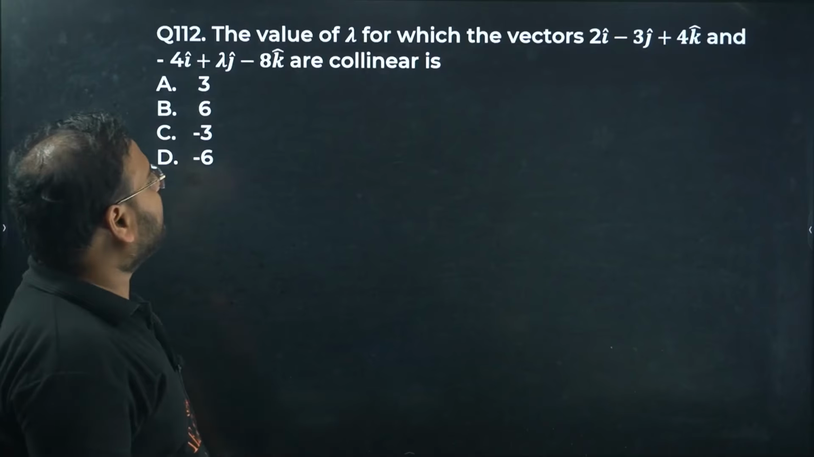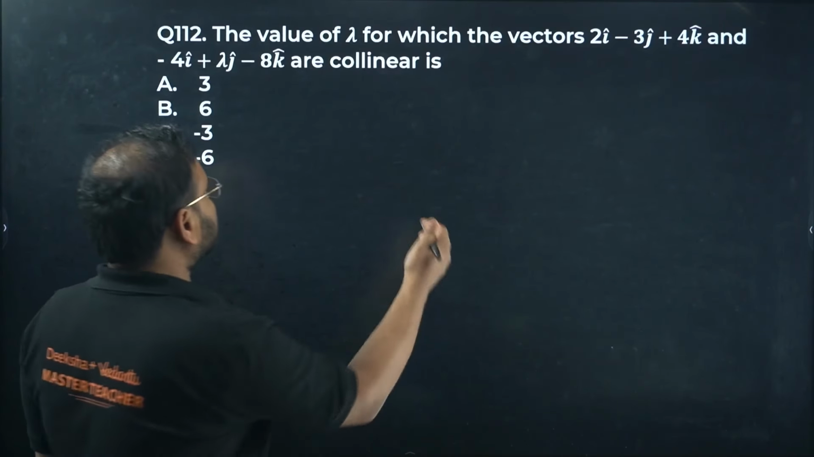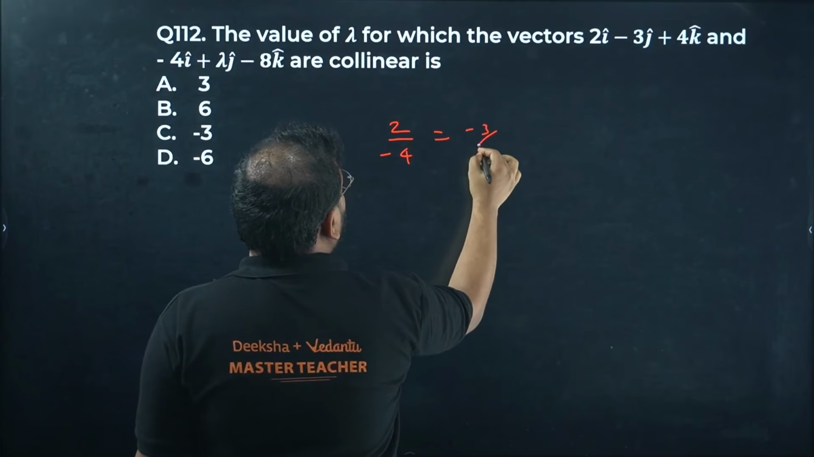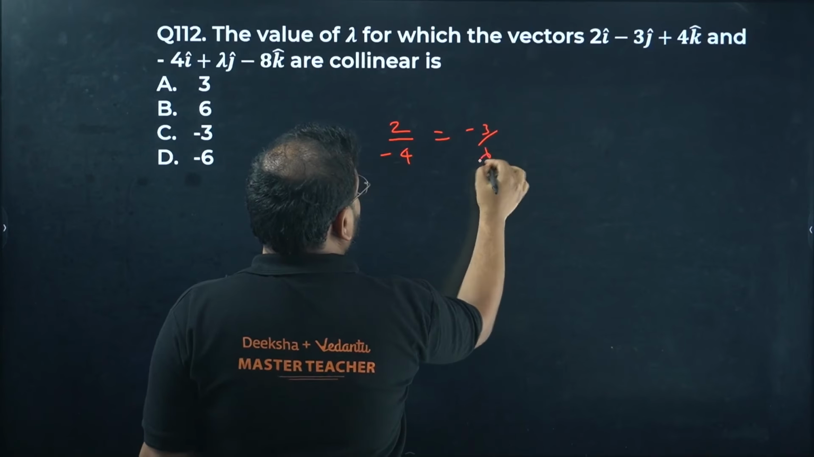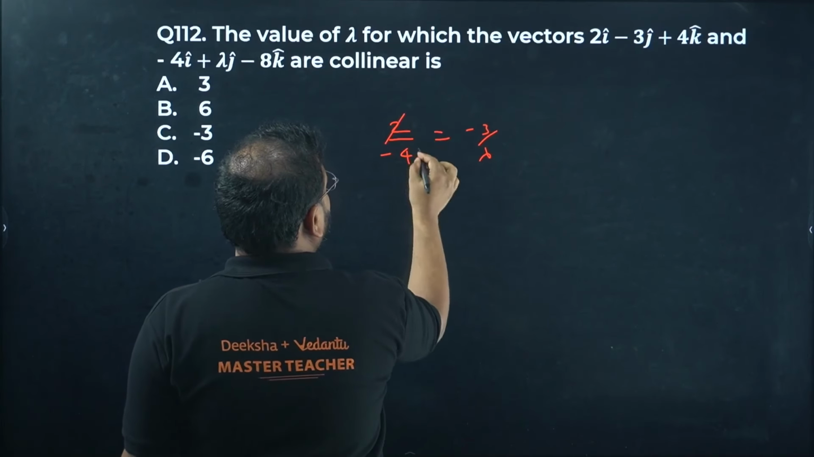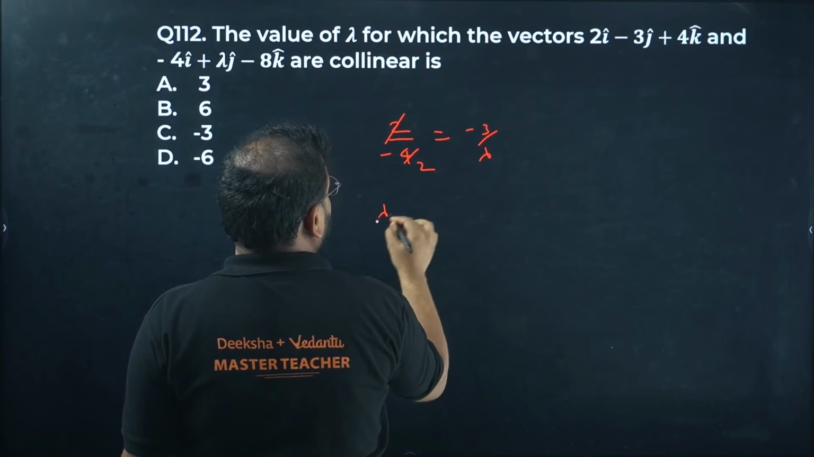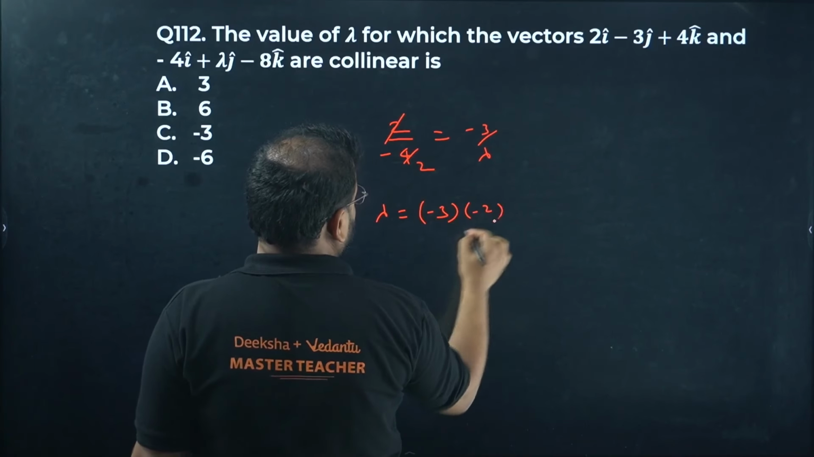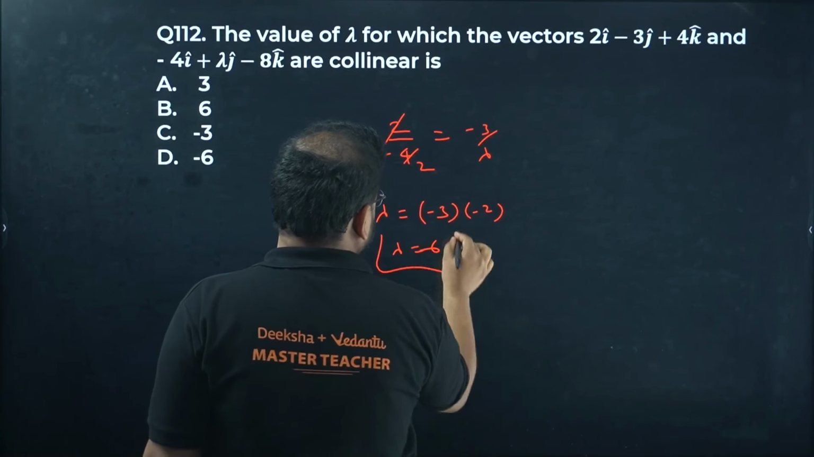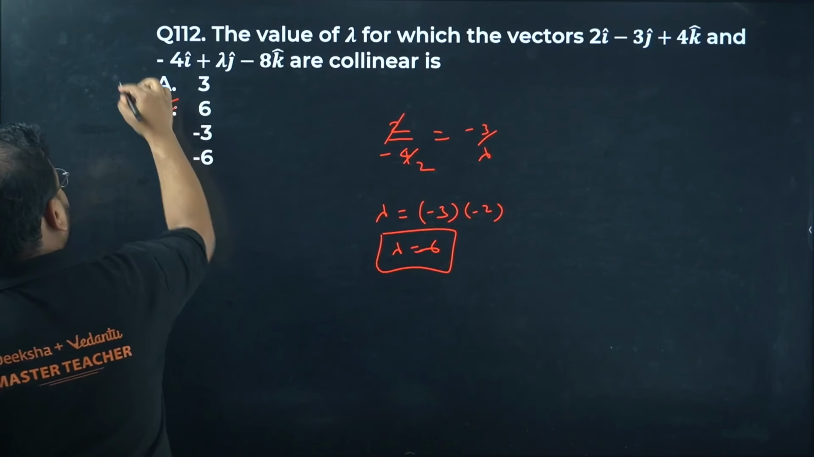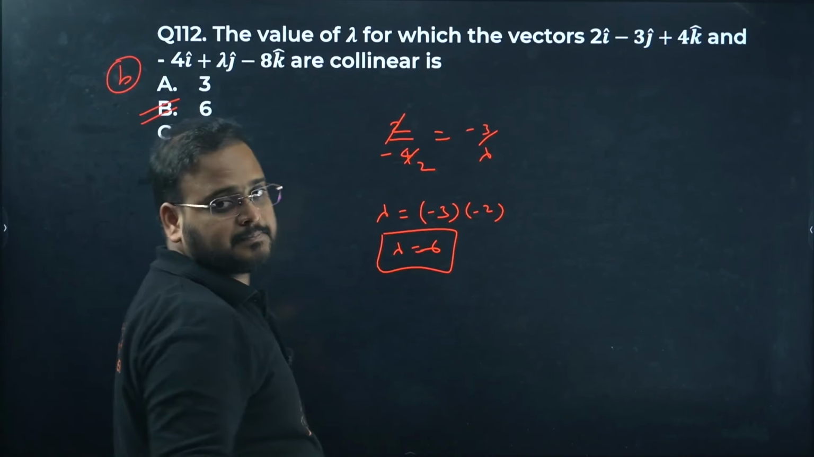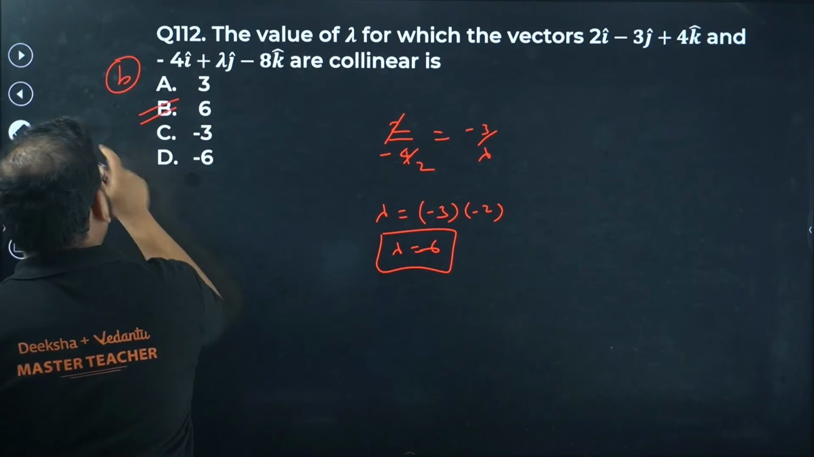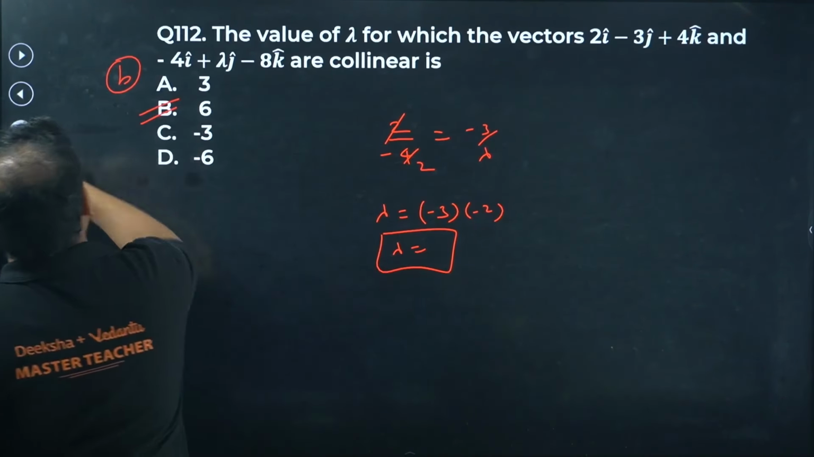The value of lambda for which the given vectors are collinear, means they'll be equal in ratio. 2 upon minus 4 should be equal to minus 3 upon lambda. Cross multiply and get it from here only. So we get here lambda should be equal to minus 3 into minus 2. Lambda is 6. Clear, right? This is 6, not minus 6.